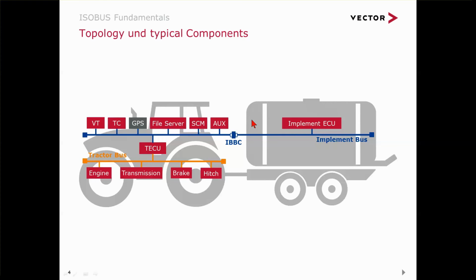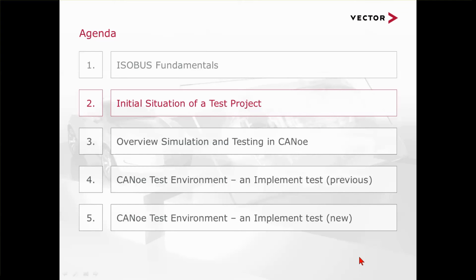the implement bus. Typical components are, for example, the virtual terminal, or another commercial word, a universal terminal, a task controller, GPS controller, file server, and so on. And the principle is you have a protocol which is handled between the implement ECU, for example, a sprayer or loader, and here is our communication. And this situation brings us to our next chapter, an initial situation of a test project.